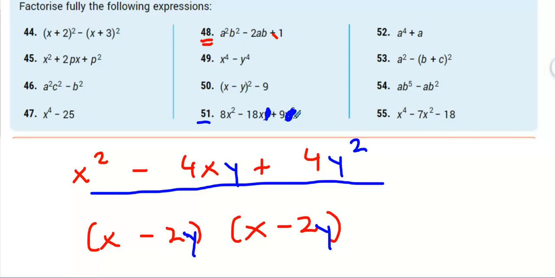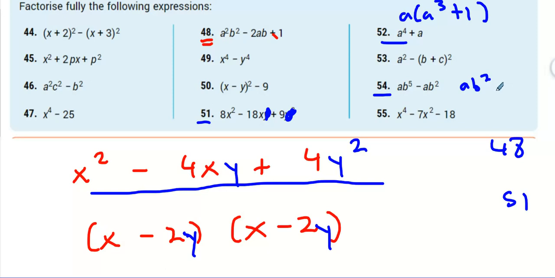Does that make sense? So tonight you're going to be doing 48, you're going to be doing 51, 52, take out the a. I'll start you off there. That's a hint for 52. For 54, I want you to take out ab squared, and you'll be left with b cubed minus 1. There's another hint for that one. Okay.